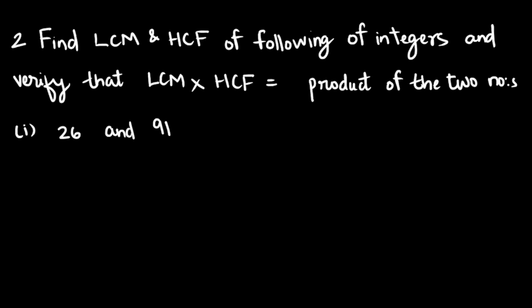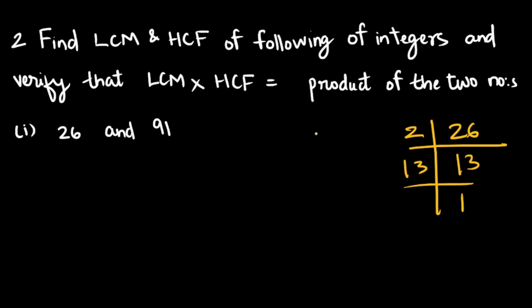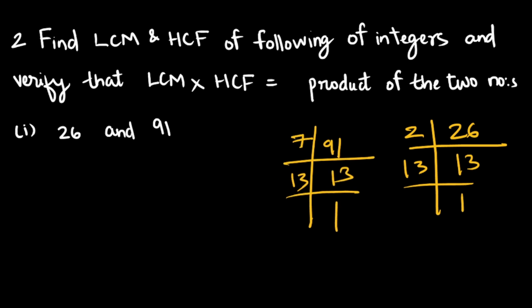So for that, first you need to find the prime factorization of 26 and 91. For 26, with 2 we get 13, and 13 divided by 13 is 1. For 91, we get 13 over here, then 13 again, 1. 13 sevens are 91. Okay. So 26 can be written as 2 into 13 and 91 can be written as 7 into 13.